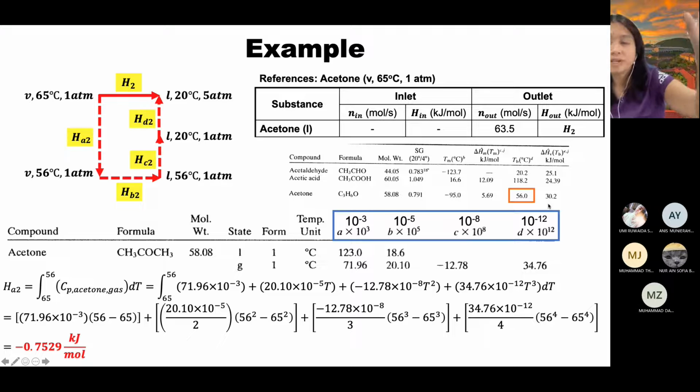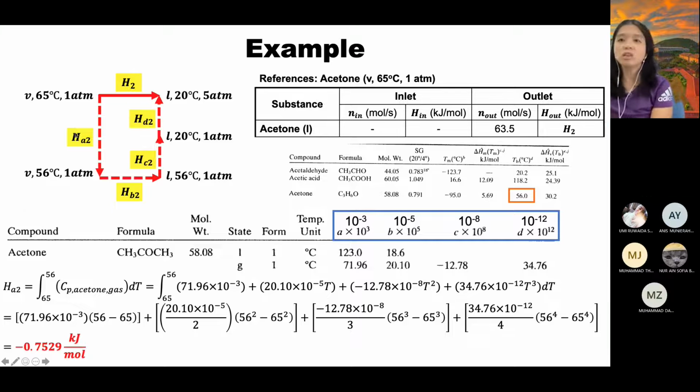Maksudnya, kalau saya ada vapor, saya nak sejukkan dia, saya kena bawa kepada suhu didih dia juga. Sama, liquid ke vapor pun sama. Suhu dia just perubahan daripada liquid ke vapor, vapor to liquid. So for this case, you have to check property table apakah boiling point ataupun condensation point pun suhu yang sama, which is 56. So first you have to bring the acetone vapor from 65 Celsius, 1 atm, down to 56 Celsius, which is my boiling temperature or my condensation temperature.